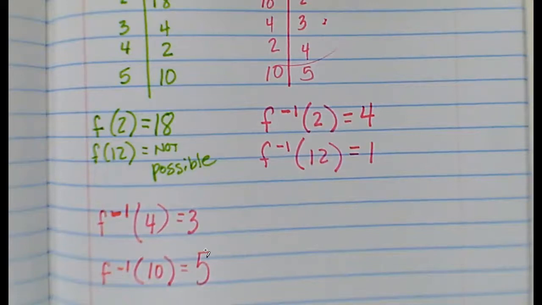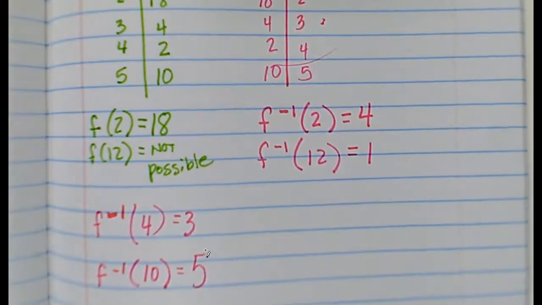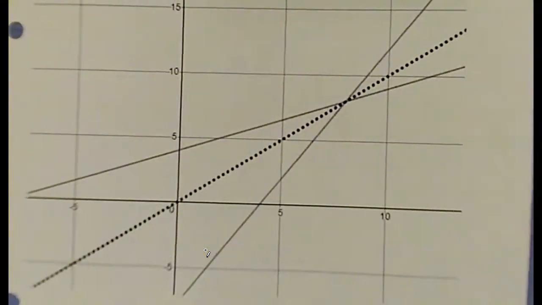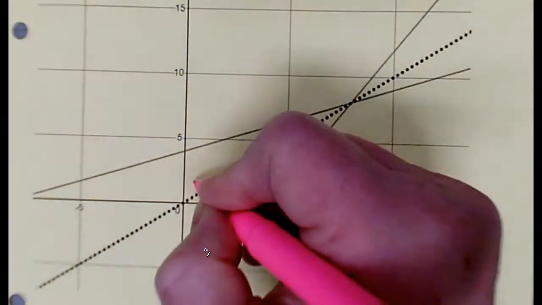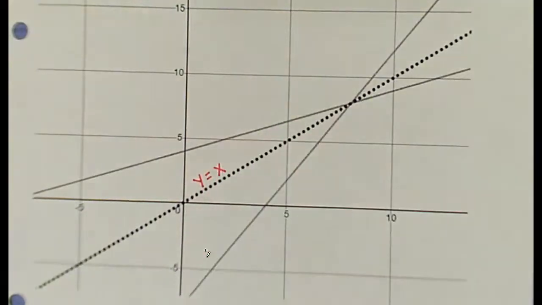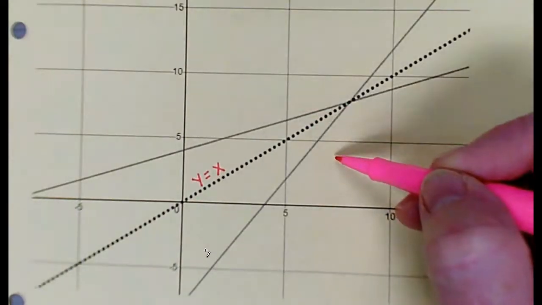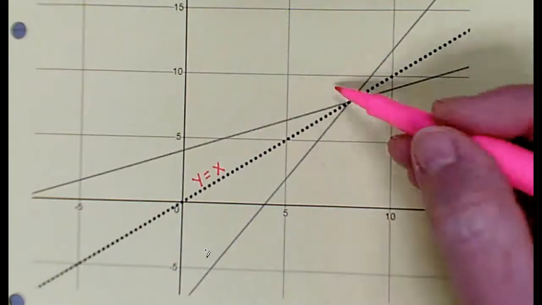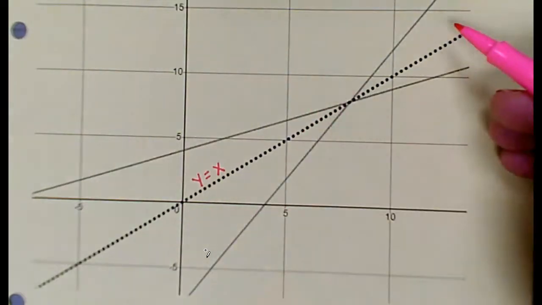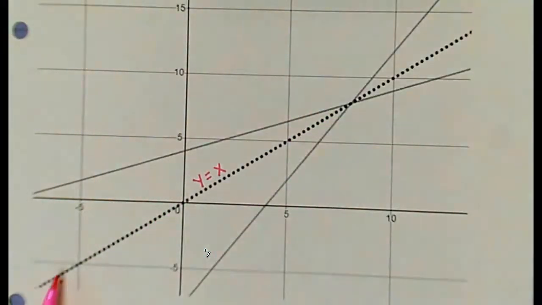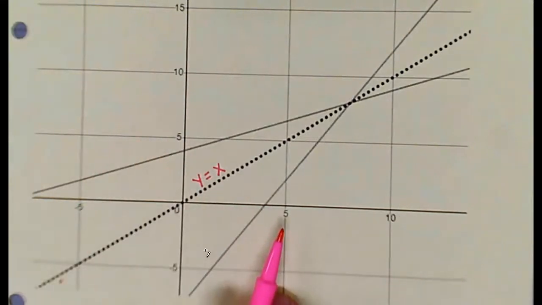And I'm going to show you a few graphs. I believe this is example number 1. This is a graph of what an inverse looks like. This dotted line is the line y equals x. Do you see from the graph that these are reflections over this line y equals x? If I folded it on this line right here, these two lines would match up. Can you tell that from the graph?